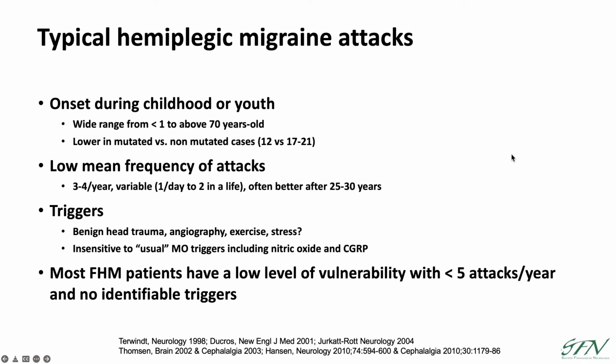So what are typical hemiplegic migraine attacks? The onset takes place during childhood or youth. However, there is a wide range, and I have seen patients with attacks starting below the age of 1 year old. And in the literature, I think that the oldest patient with onset of hemiplegic migraine was 75 years old. People who have mutations in the known gene have a lower age of onset than the patients without identified mutations.